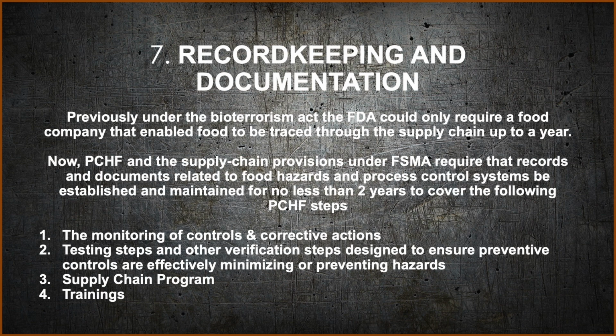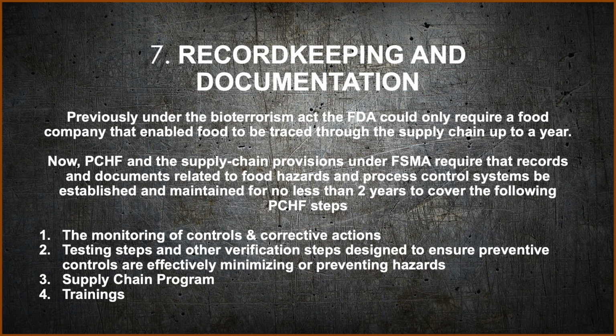7. Record-keeping and documentation. Previously, under the Bioterrorism Act, the FDA could only require a food company to enable food to be traced through the supply chain up to a year. Now, PCHF and the supply chain provisions under FSMA require that records and documents related to food hazards and process control systems be established and maintained for no less than 2 years to cover the following PCHF steps: the monitoring of controls and corrective actions, testing steps and other verification steps designed to ensure preventive controls are effectively minimizing or preventing hazards, supply chain program, trainings.